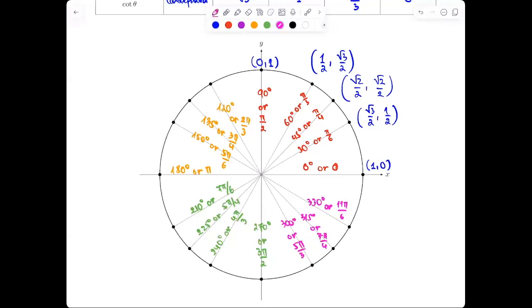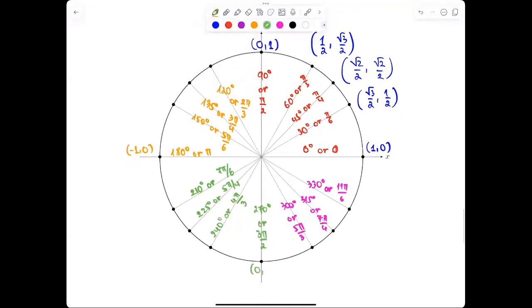Okay. Now let me start with something easy first. So the point at 180, so 1, 0, you flip it to this side, right? It should be -1, 0. Okay. Now for this point, 270 degrees, you with 0, 1, you flip it to the other side, it becomes 0, -1. You're okay with that? So this is -1, 0, and this is 0, -1.